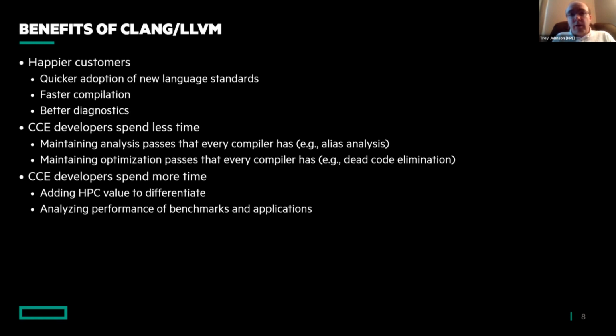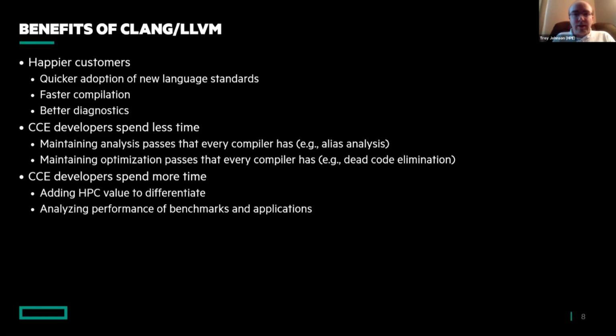Another benefit we've seen is that our compiler developers spend less time maintaining analysis passes that every compiler has. One of the downsides of having a fully proprietary compiler is that you have to do everything yourself. And that means even things that other compilers have, right? Every compiler has a dead code elimination pass. Every C and C++ compiler on the planet has some sort of alias analysis pass. And if you're going to do everything yourself, you have to put effort into that. You have to maintain it. You have to keep it working across newer language standards, across newer applications that you haven't seen before from customers, and it takes a lot of work.